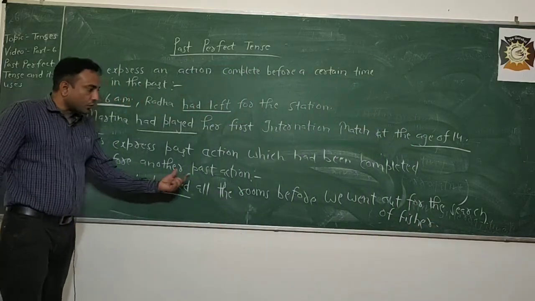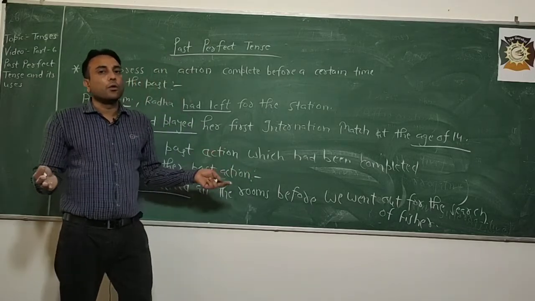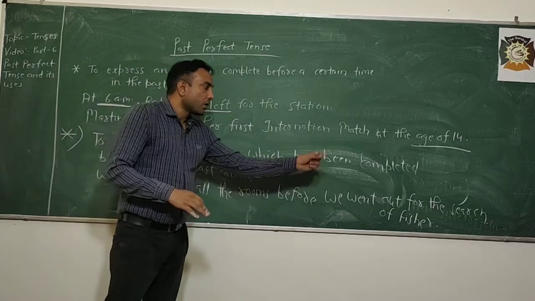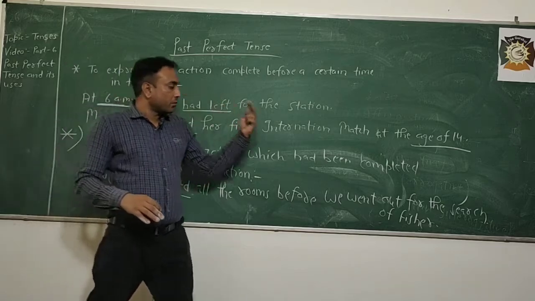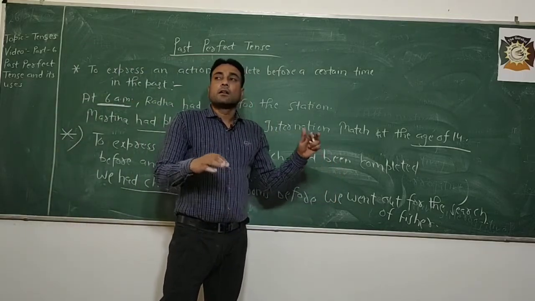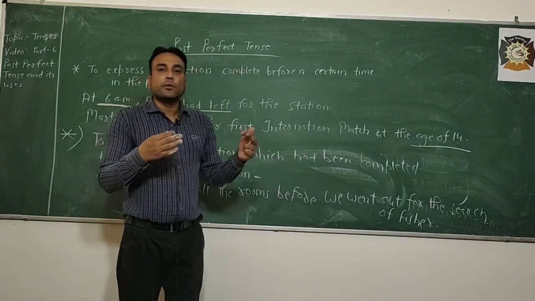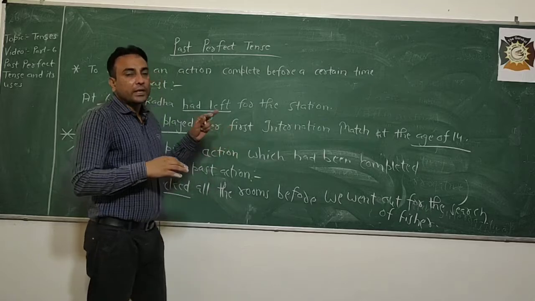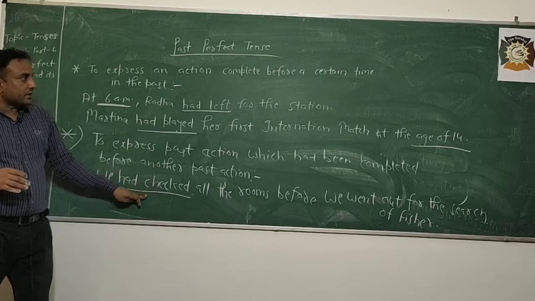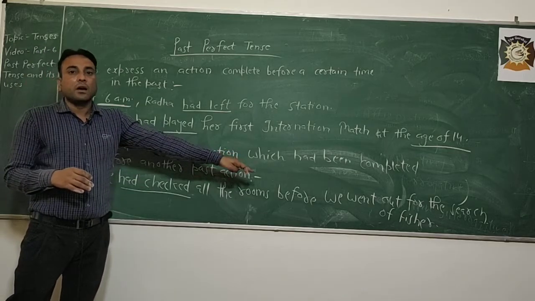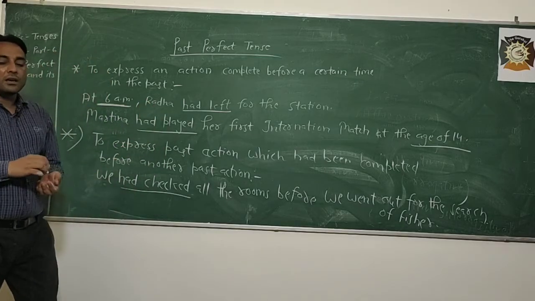So we had checked all the rooms, means they have completed one action, that they have checked all the rooms before we went out for the search of the fisher. Two actions are there. One past action has completed, means मछुआरे की तलाश में जाने से पहले उन्होंने सब रूम्स जो थे उनको चेक कर लिया था. So to express a past action which had been completed before another past action, one past action is there and another past action is also there.